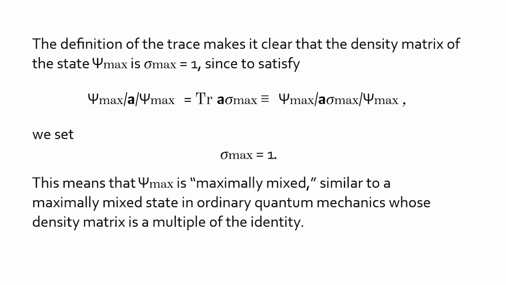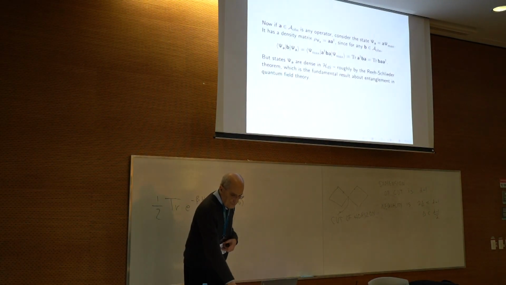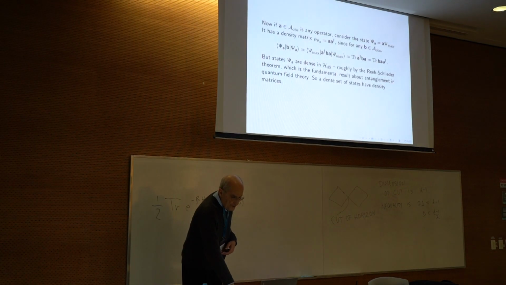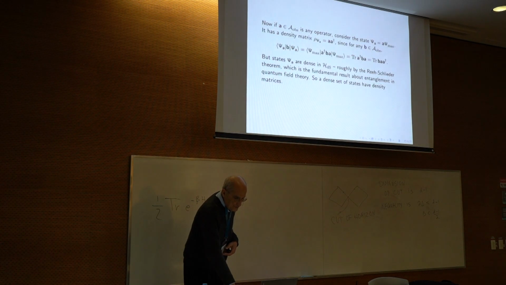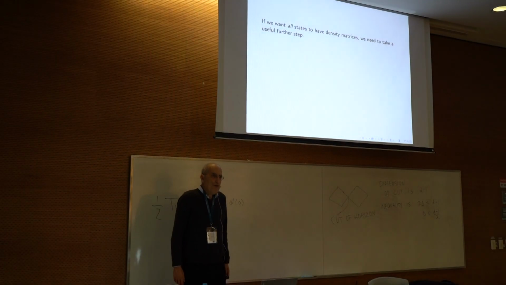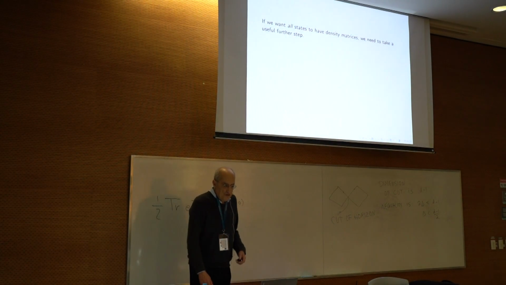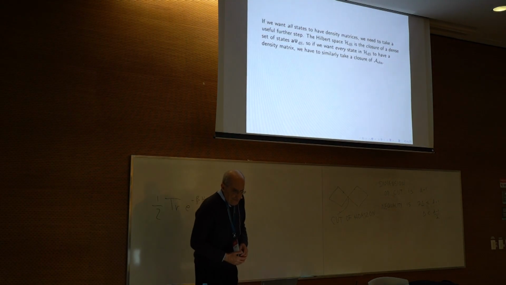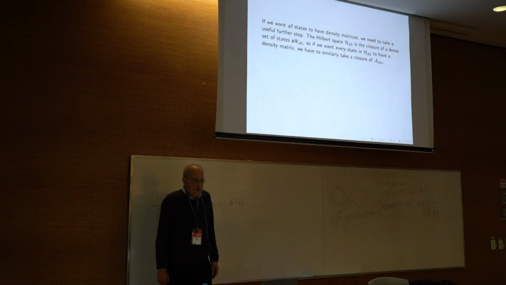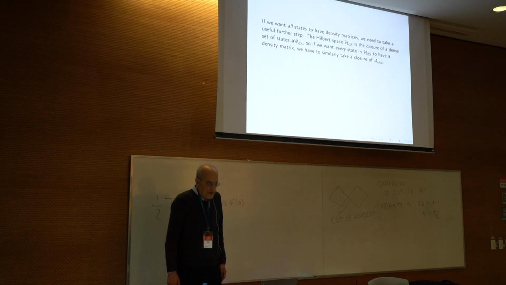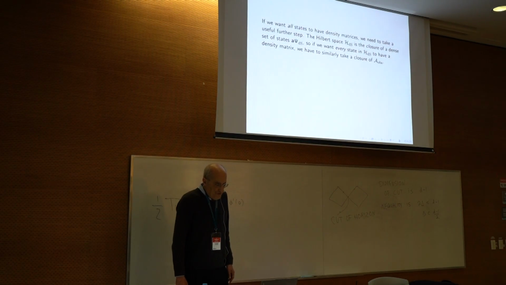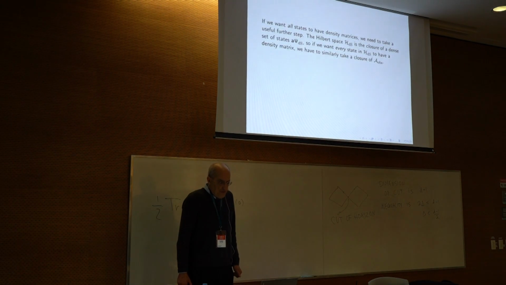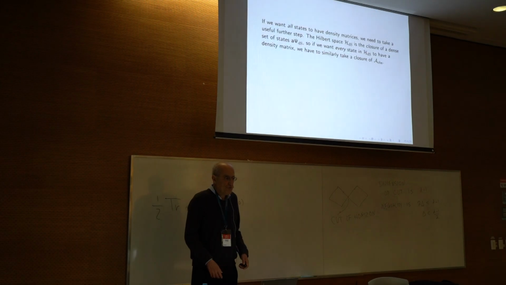But the states psi A are dense in the Hilbert space, essentially by the Riesz-Leiter theorem, which was the topic of the first lecture. So a dense set of states have density matrices. If we want all states to have density matrices, rather than just a dense set of states, we need to take a useful further step. The Hilbert space is actually the closure of the dense set of states A on psi dS. So if we want every state in H_dS to have a density matrix, we have to similarly take a closure of the algebra.